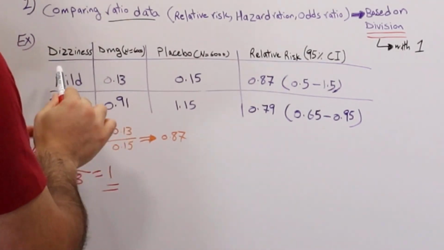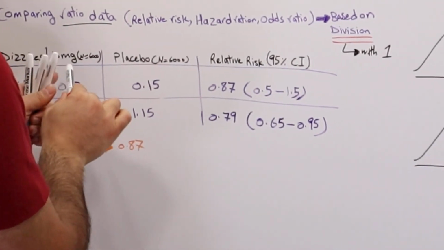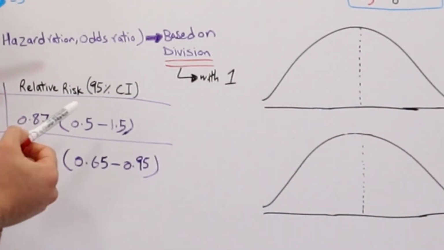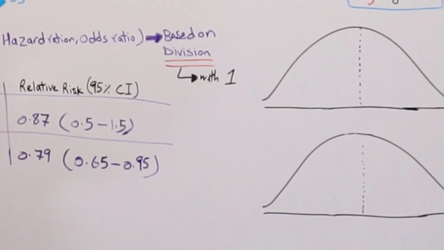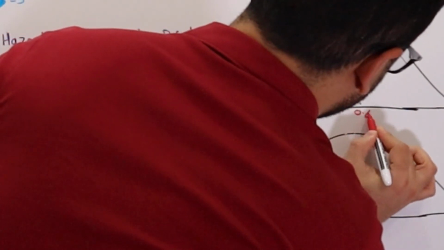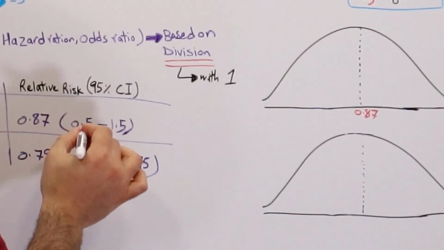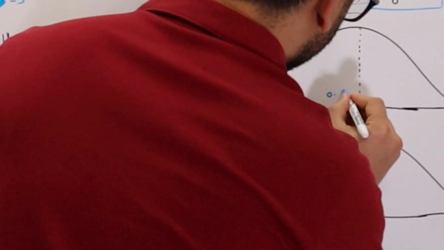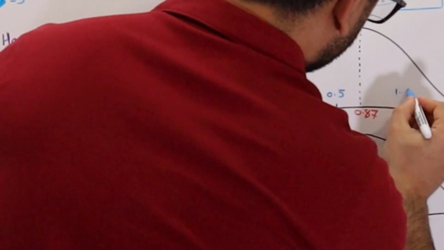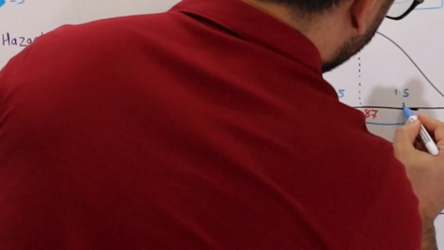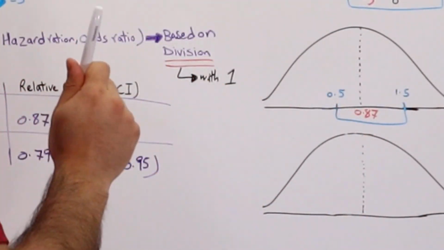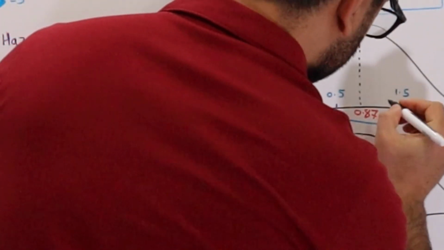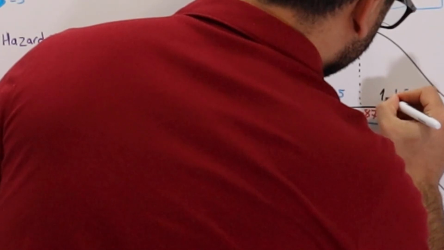So let's look at the mild dizziness between the medication gabapentin and placebo. Here we have 0.87 in the range of 0.5 to 1.5. So I'm going to say 0.5 is right here, and 1.5, let's say it's over there. So we have this range over here. Now looking at this, does this include number 1? The answer is yes, it does, because number one would be somewhere down here.